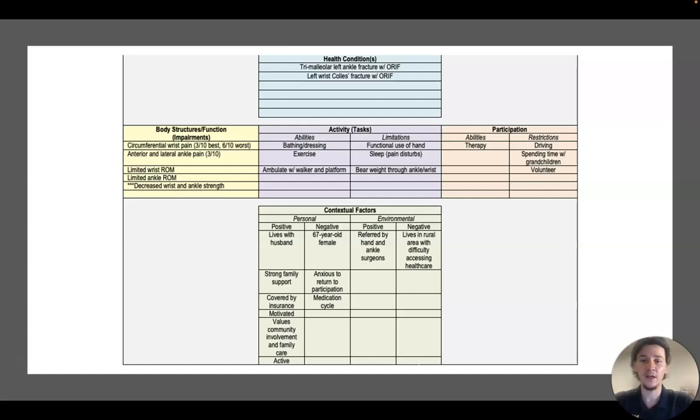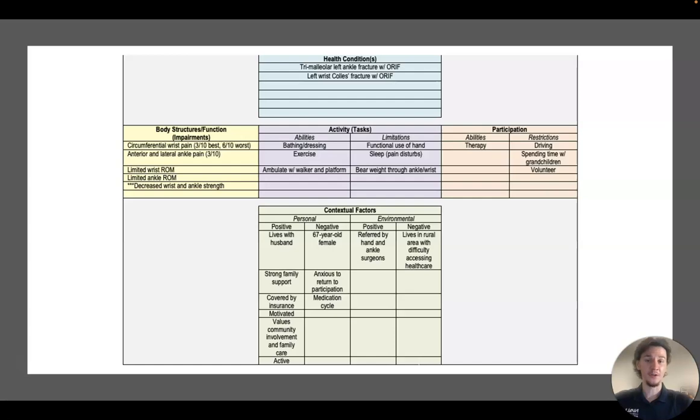And then her medication cycle, again, it's not bad. It's not a negative that she's on medication for her pain right now. She just went through surgeries. She has 2 fractures. It's expected. But it's just something to keep in mind, making sure that we are able to eventually wean off the medication and not have to rely on it from there.